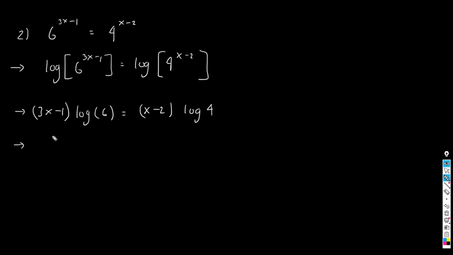Okay, next, what can I do now? I'm going to apply the distributive property, 3x times logarithm of 6 minus 1 times logarithm of 6. So I get this, right? Equals, I do the same in here.